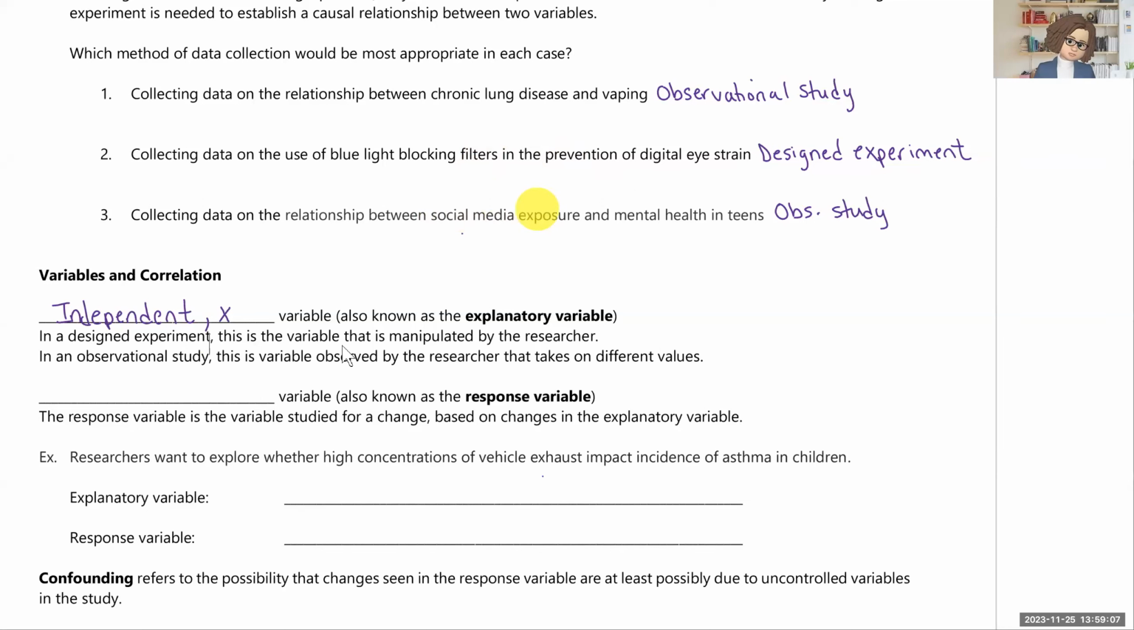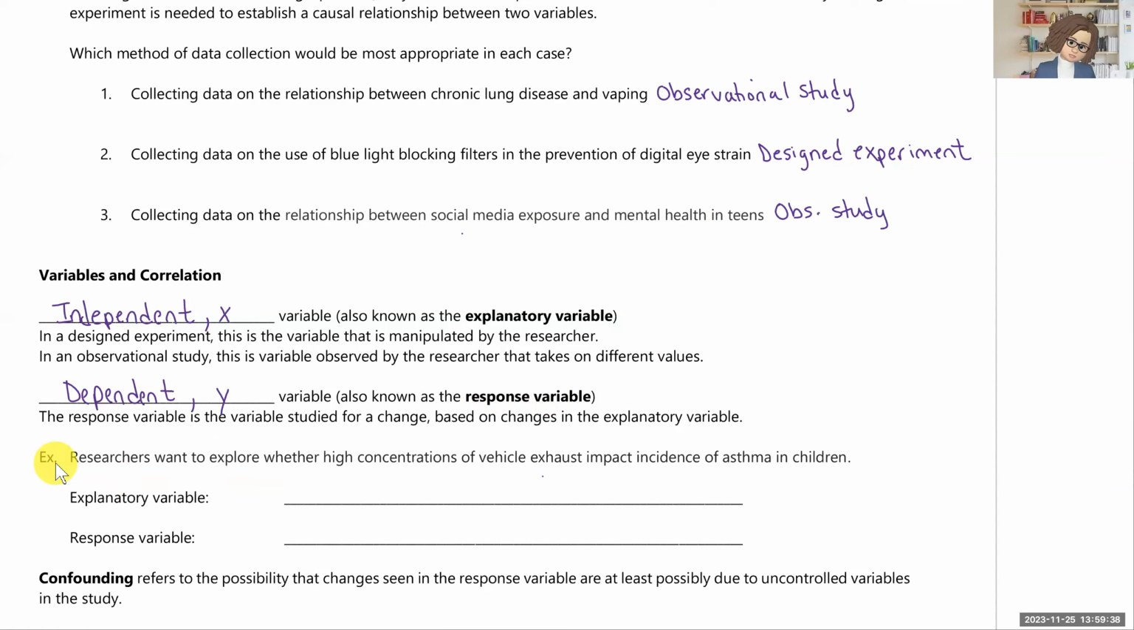And in an observational study, it's the variable observed by the researcher that takes on different values, like teen social media exposure. And then the dependent variable, we call that Y, or the response variable, and that's the one that we look at to see if there is a change based on the explanatory variable. So can social media exposure be used to explain mental health in teens, the response variable.